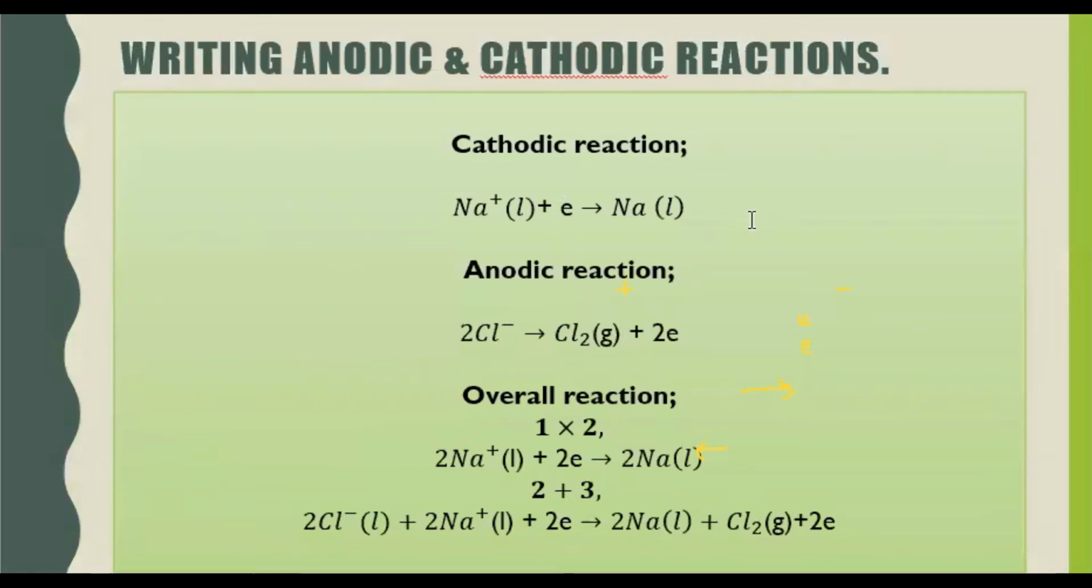Okay, you can see the equations. These are the equations related to our first example. The Na+ ion went near the negative electrode and it took one of the electrons and it became sodium. Then what happened to those Cl- ions? They went near the positive electrode, formed Cl2 gas and released 2 electrons.